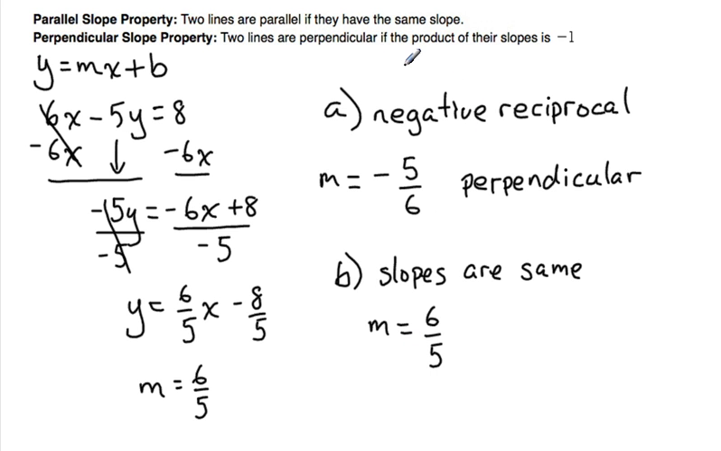So once again, our two answers: the slope of a line that is perpendicular to y equals 6/5 x minus 8/5 would have a negative reciprocal, so the slope would be -5/6, and the slope of a line that is parallel to y equals 6/5 x minus 8/5 would have the same slope, so the slope there would be +6/5.